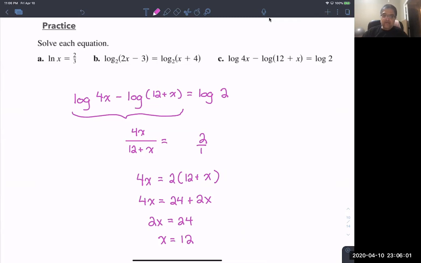So you have to approach each problem on a case-by-case basis, depending on what you've been given. Sometimes you can drop the logs because you're taking the same log on both sides of the equation. Sometimes you have to condense. Sometimes you have to do the inverse. And it's totally dependent upon what you've been provided in your problem.